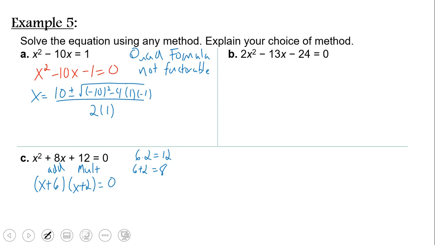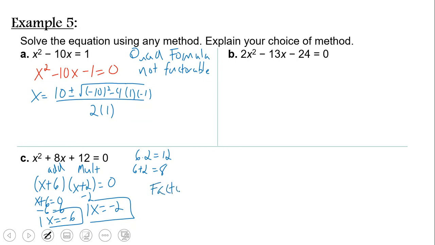Now set them both equal to 0. So x plus 6 equals 0. Subtract the 6, subtract the 6. x is equal to -6. Subtract the 2 here, and x is equal to -2, and boom, I'm done. Would the quadratic formula work? Sure, definitely would work. Would graphing work? Sure, definitely would work. Okay, but you want to pick the best technique. So here I'm going to pick factoring because it was factorable.